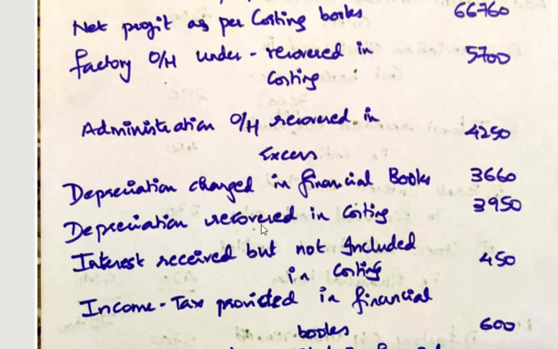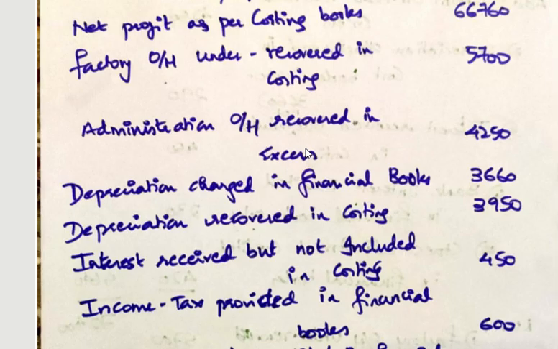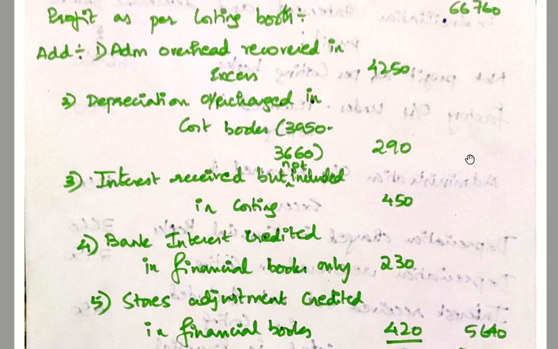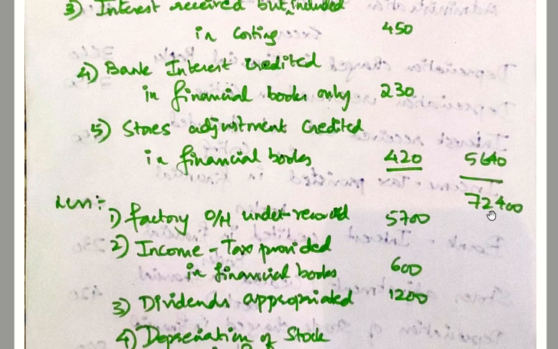Now if you see, depreciation charged in financial books is lesser than costing books, so you will add it. So depreciation overcharged in cost books, which is the difference, 3,950 minus 3,620, which is 290. Interest received but not included in costing books, which is an income, you will add it. Bank interest credited only in financial books, again it's a financial income, you will add it, 230. Stores adjustment credited in financial books, it is a financial adjustment, you will add it, 420. So you get the total of 5,640.